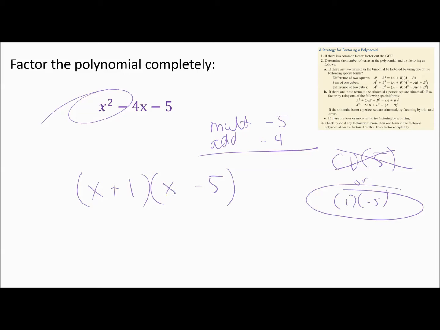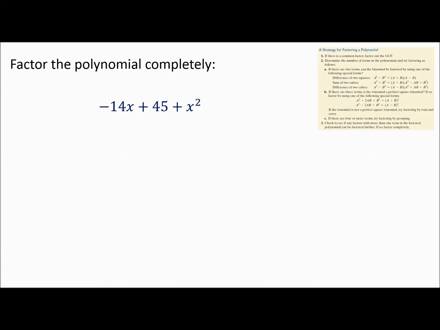Now notice it wouldn't matter if you put x minus 5 first and x plus 1 second. That's the commutative property of multiplication. The order you multiply in does not matter. What matters is that the negative is with the 5 and the positive is with the 1. And of course you could check this just like we checked the last one if you wanted to.